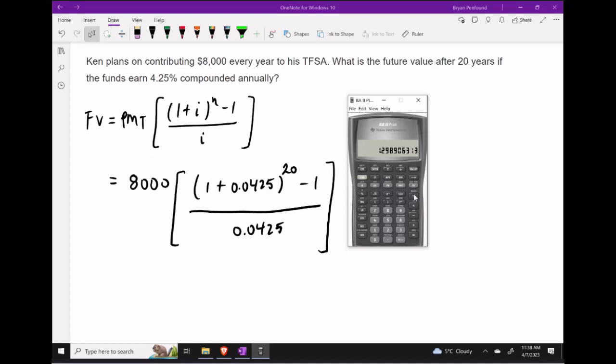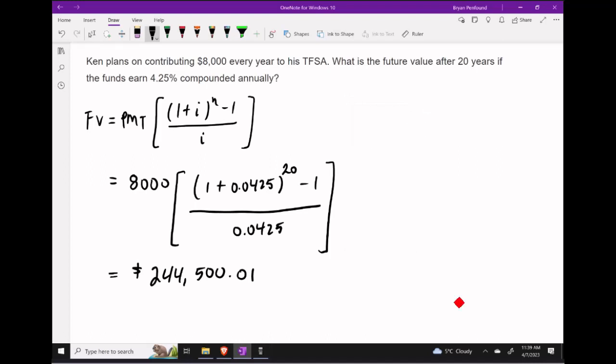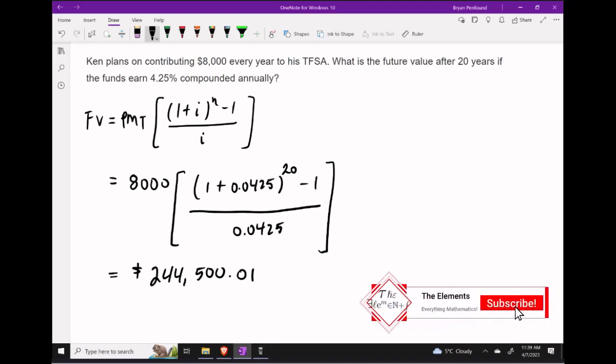We need to divide this by 0.0425. And then we need to take this number, which is actually the number inside of our square brackets, and then multiply it by the payment size of 8,000. This gives us a future value of $244,500.01.